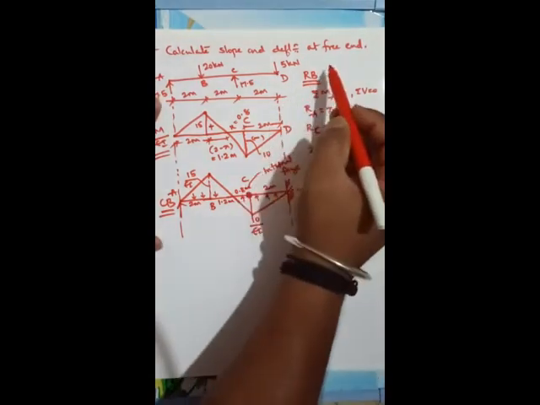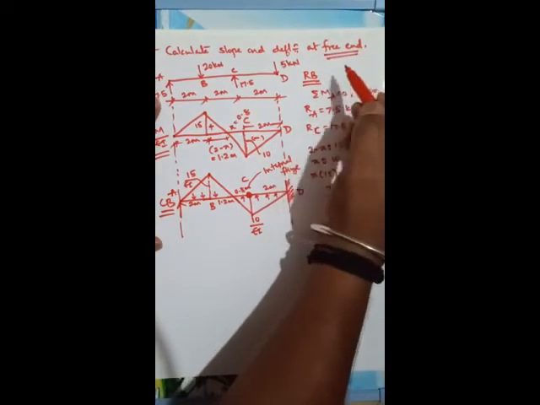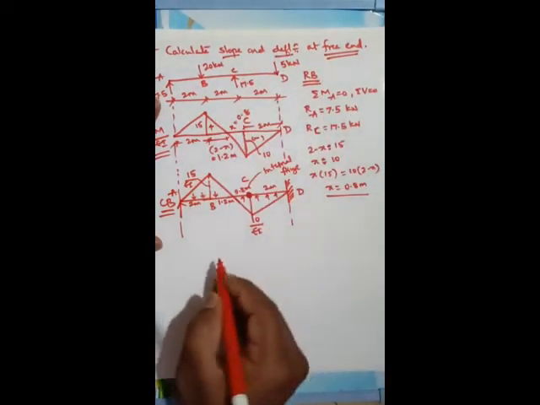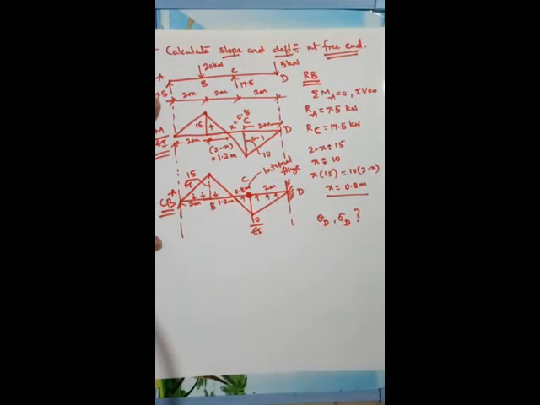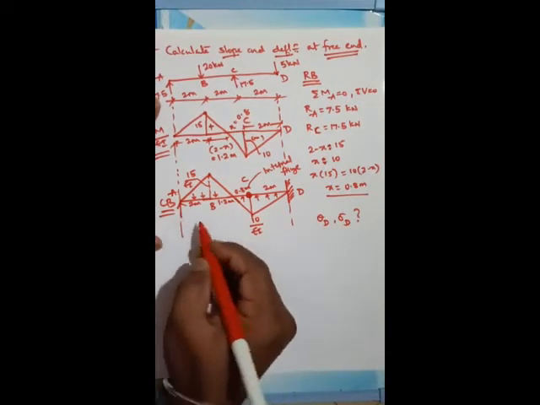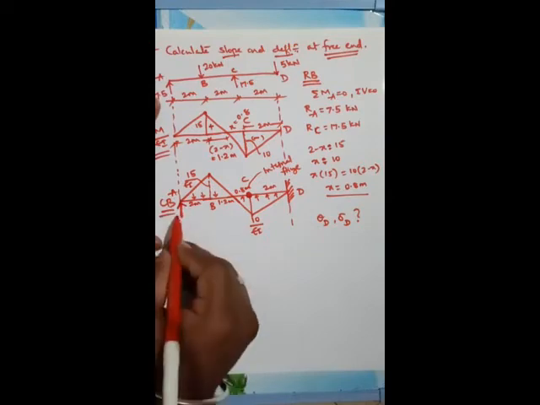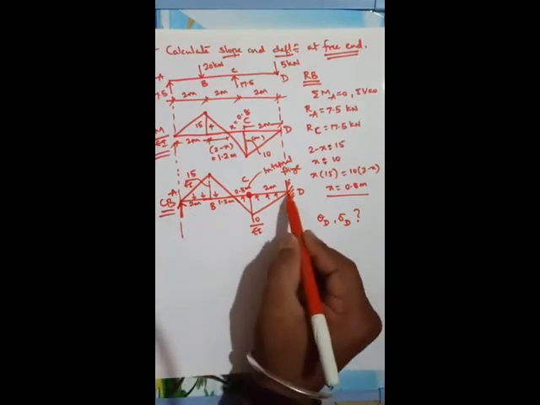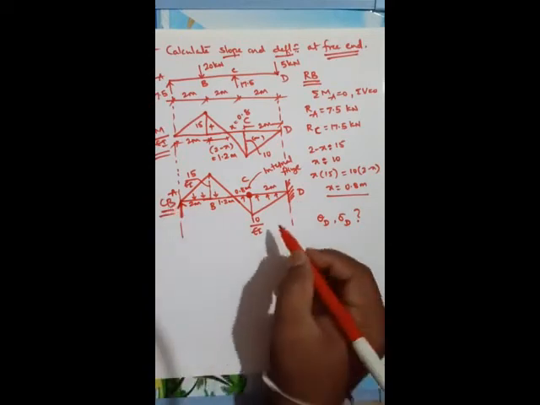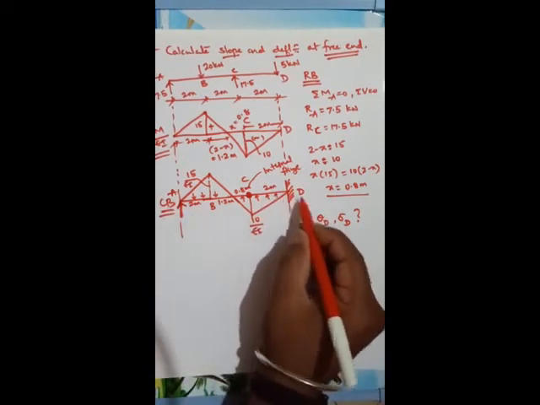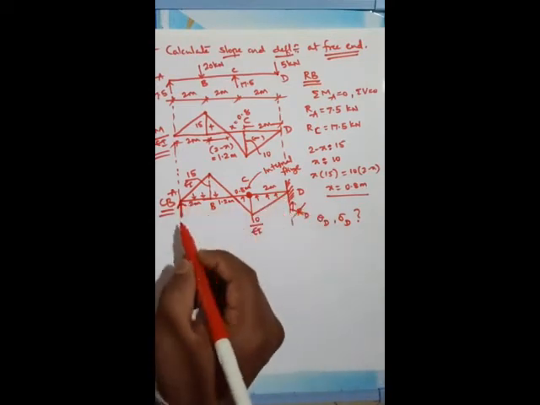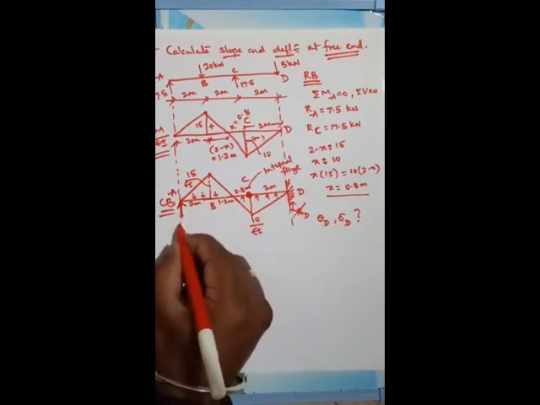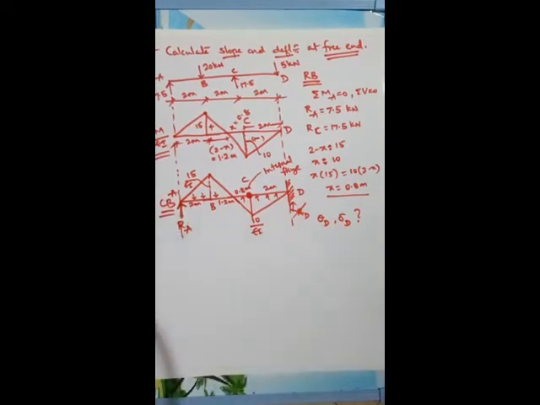Okay, so what we are finding, we are finding at the free end what is slope and what is deflection. So theta D and delta D. Okay, so first we need to find this reaction. Because if you find the slope at point D, you need to consider the entire left hand side, or else entire right hand side. Right hand side is nothing but RD, correct. So you need not calculate this, consider left hand side. To consider left hand side, here this RA is there. Okay, at least that RA should be calculated, correct.